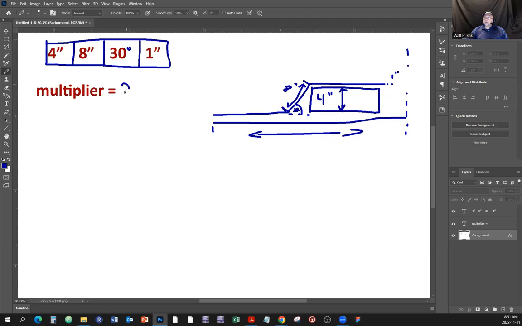All right, so the multiplier is 2. Okay. How do we get the distance between those two marks? We multiply the multiplier times the offset, which is the height of the offset, which is times 4. That gives us 8, right? Which is this part right here. So that gives us the 8 inches between the two bends.